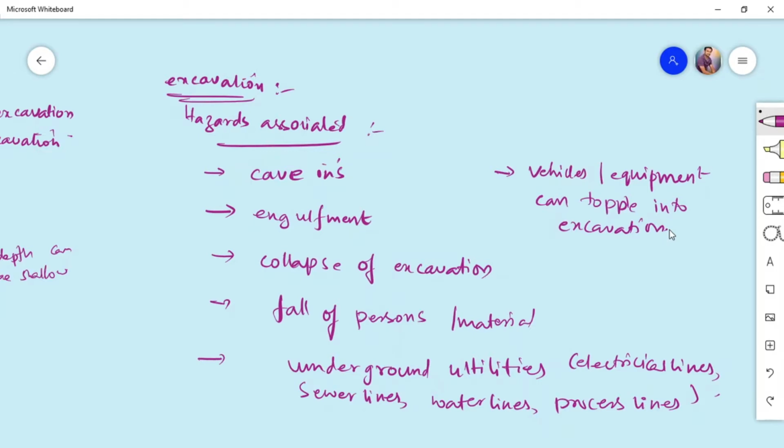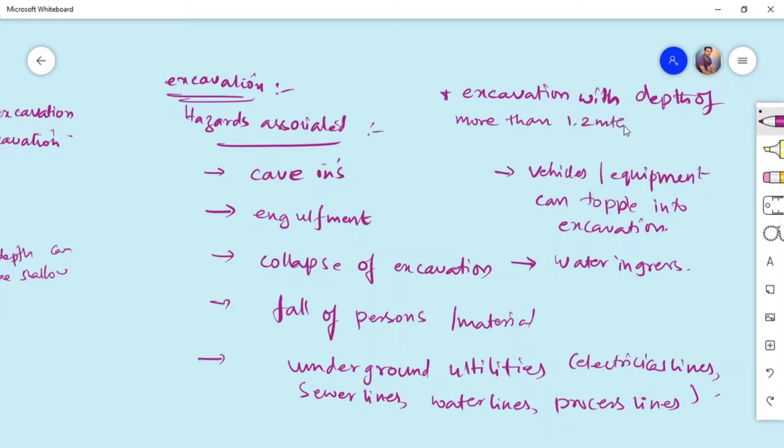There are other hazards, like snakes, scorpions, insects. And one very important hazard is water seepage. If you are digging close to any river beds or ocean beds, water will come in, water ingress. And remember one thing, excavation with a depth of more than 1.2 meters is considered as confined space.